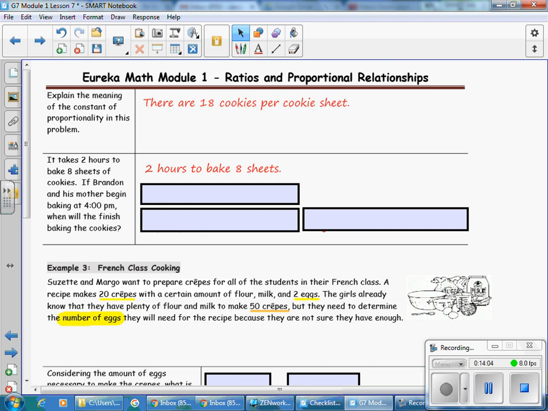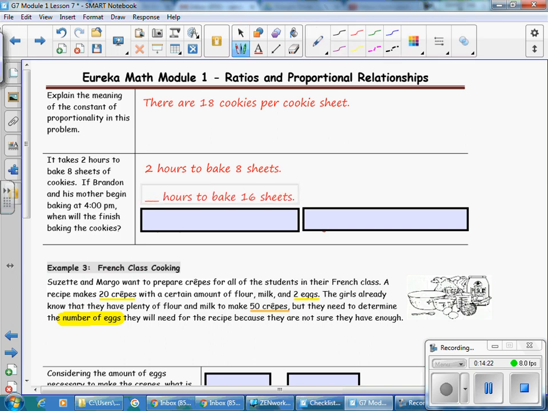It takes 2 hours to bake 8 sheets of cookies. If Brandon and his mother begin baking at 4 p.m., when will we finish baking the cookies? So 2 hours to bake 8 sheets, and we know that we need 16 sheets. So we have to figure out how long would that take. Well, look at the multiplier. We need twice as many sheets, so it will take twice as long. So instead of 2 hours, it will take twice as long, and the answer is 4 hours.